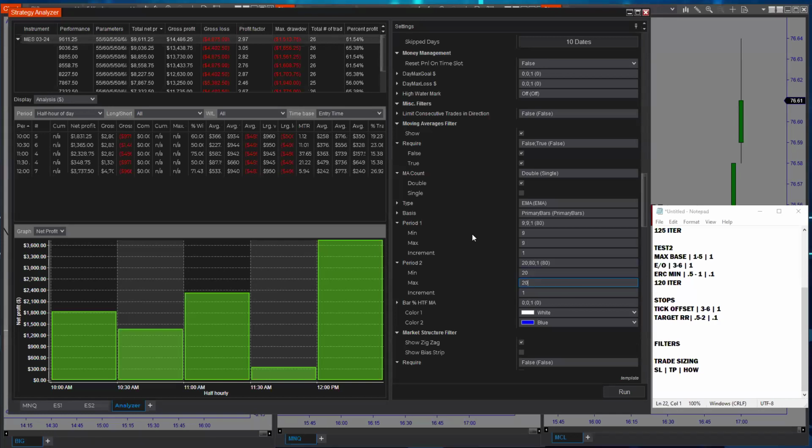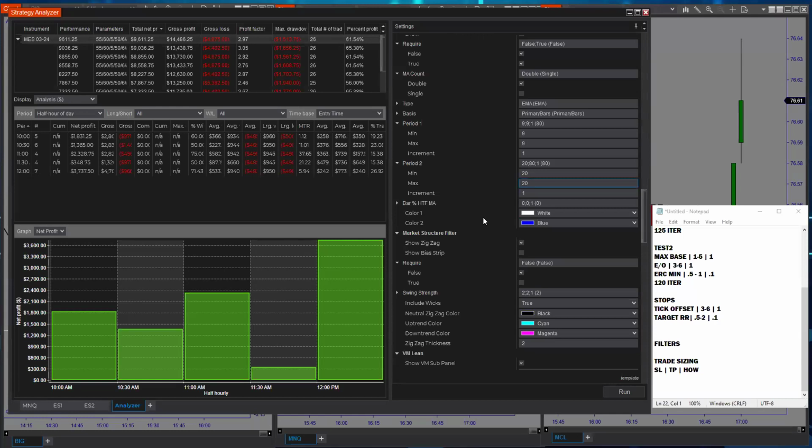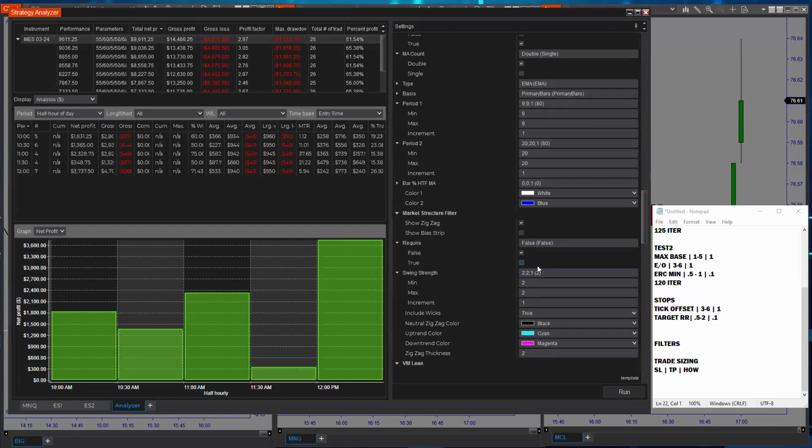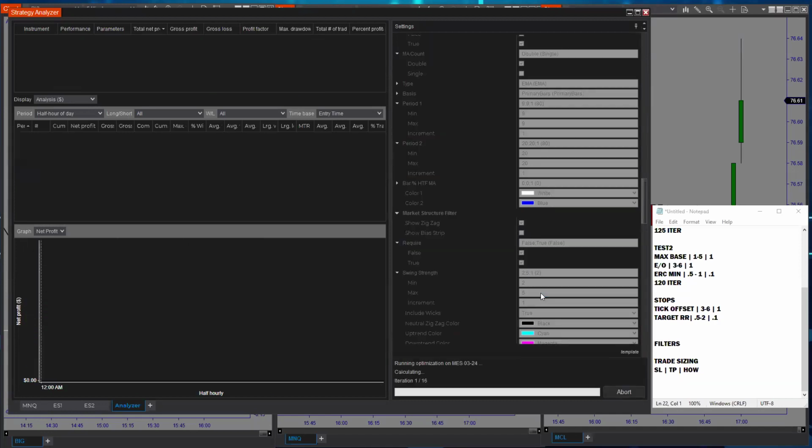Okay. And then true and false. Cool. Structure, true and false. And then I'm just going to go 2 to 5. Yep. Hopefully I don't get 10 million iterations. Let's see. I can deal with 16. It's good.